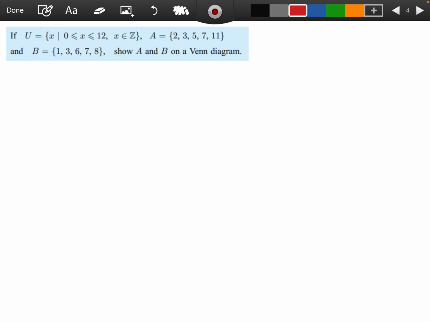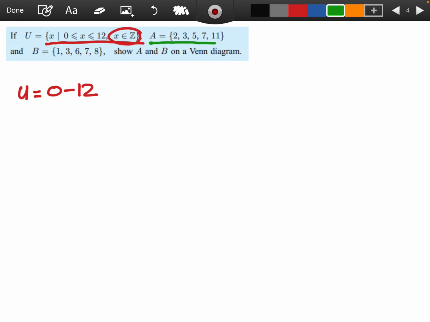Okay, let's work through a Venn diagram example. So we've got this universal set here in interval notation, so let's break this down. X is a set of X such that 0 is less than or equal to X, which is less than or equal to 12. And X is a member of Z, the integers, so that means all the whole numbers between 0 and 12, including 0 and 12. So when we construct our Venn diagram, we have to have every number from 0 to 12 represented somewhere.